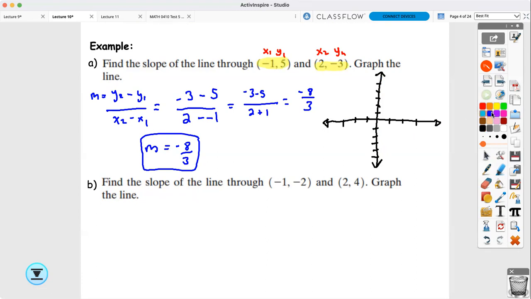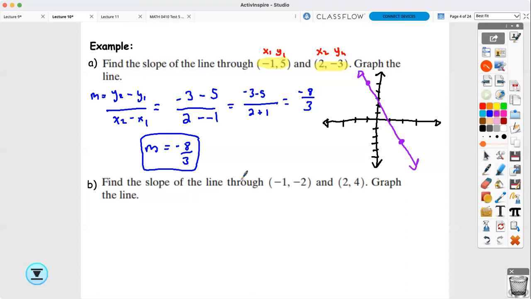Now get your color. So it will be -1, 5. X is -1, y is +5. Boom, right there. And then we get the next point, +2 x, -3 y, right there. Boom. Get your ruler or straight edge and draw your line. And you can see the line is going downward because it's a negative slope. And we're done.